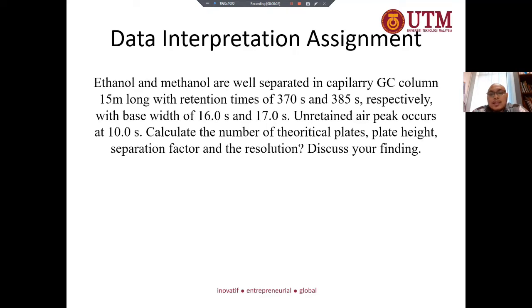Here is the next data interpretation assignment. I will open the submission of the assignment in the e-learning. So you need to answer this and discuss accordingly. You need to calculate and discuss your findings.